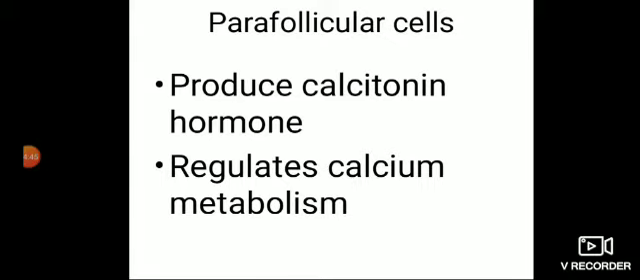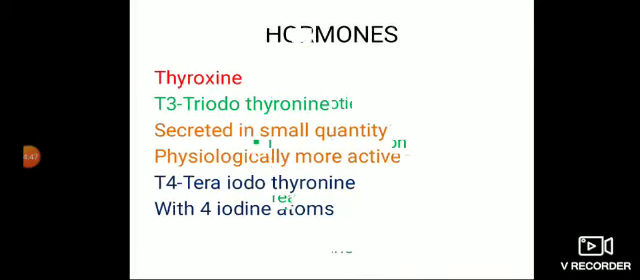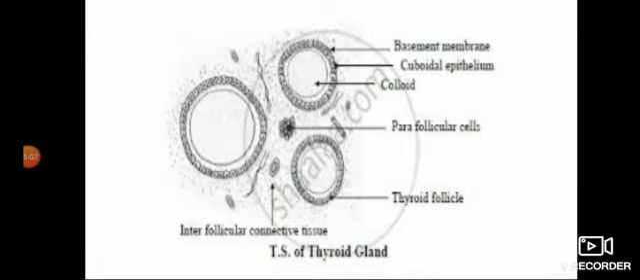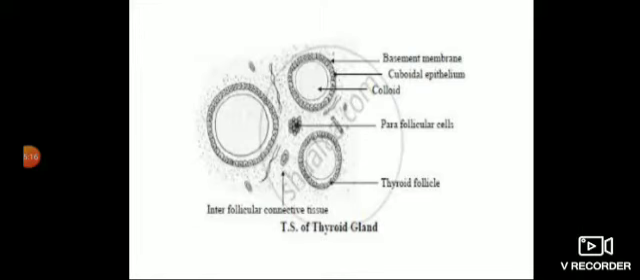Parafollicular cells. Which are the parafollicular cells? Now see in this picture, the centrally placed cells, parafollicular cells or the C cells. They secrete the hormone calcitonin. They act on the bone and regulate calcium metabolism. So when you draw, don't forget to draw the parafollicular cells.